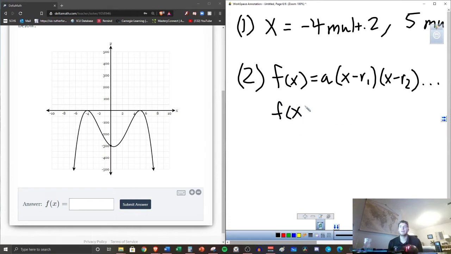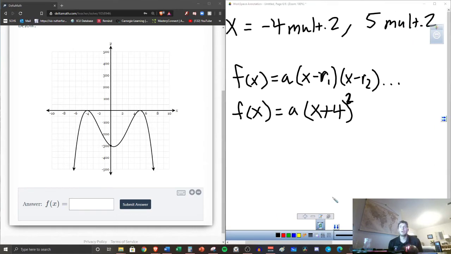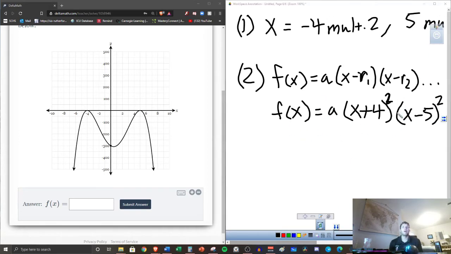So f of x equals A. We leave A as A for now because we don't know it. x minus r1. Well, our first root is -4, so we flip that, remember? So plus 4. What do we do with the multiplicity? It becomes the square up here, okay? Then we have the same thing with the 5, except it's going to be x minus 5. We just flip that sign, multiplicity 2. Boom. Step 2 is done. We have at least the skeleton of our function.